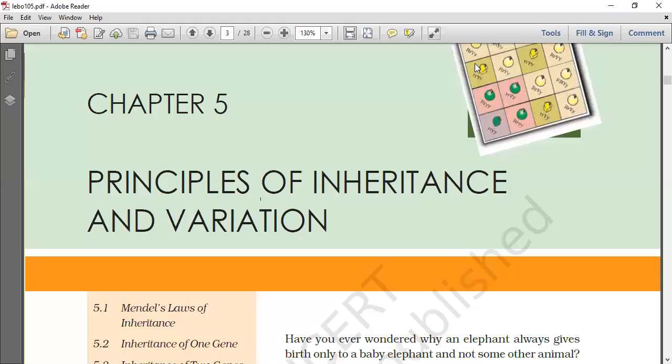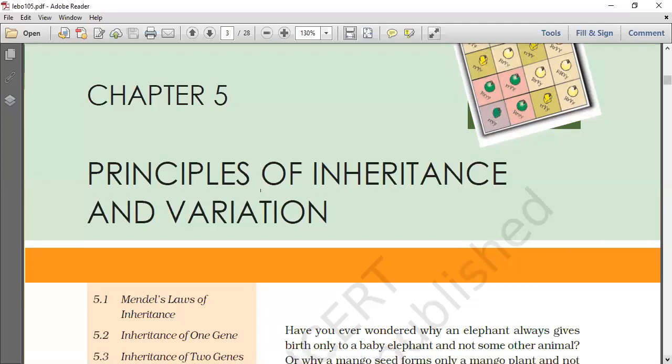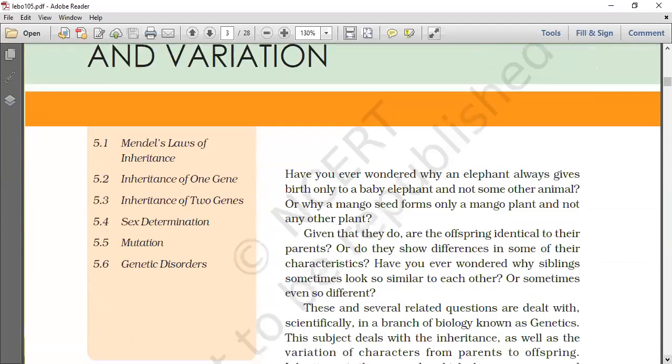The principles of inheritance and variation. Mendel's laws of inheritance were completed, and now let us see how it is given in the textbook.